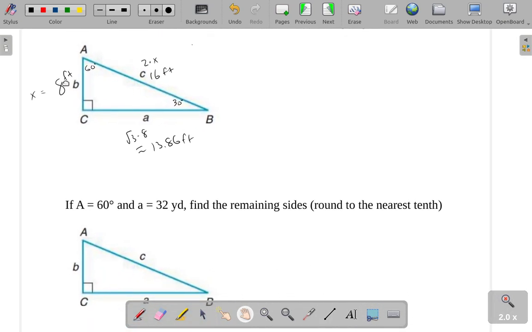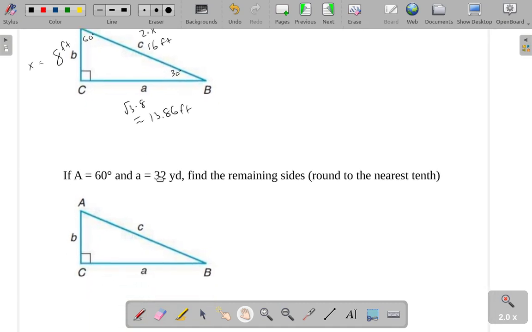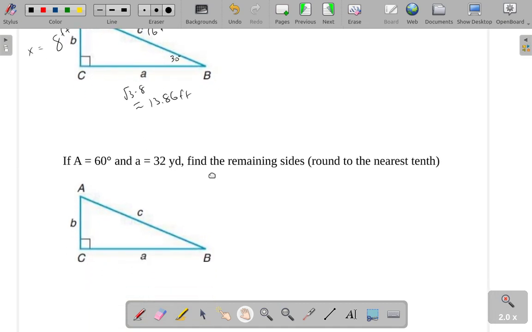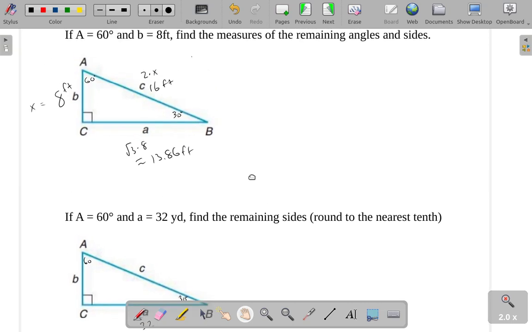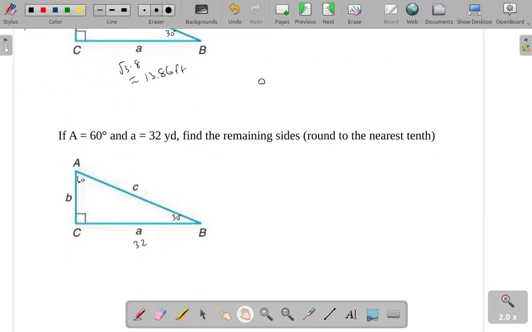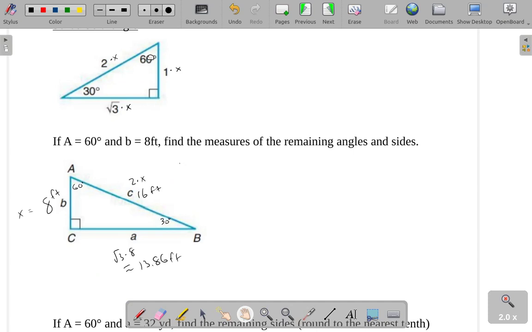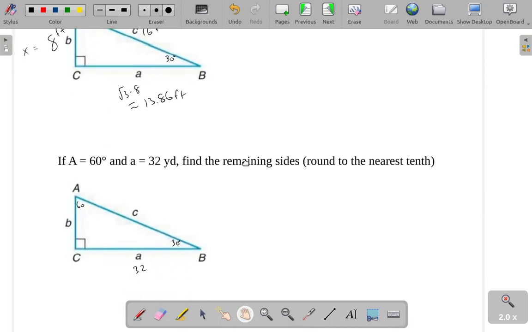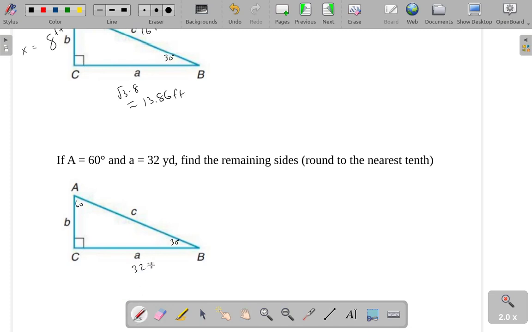Alright, so that's if we were given x directly. In this example, again, A is 60, which makes this a 30 degree angle again. And in this case, we're given lowercase a to be 32. So we're given the side that's opposite the 60 degree angle. And you can see the 60 degree angle is here. The side that's opposite that is the square root of 3 times x. So I would say here 32 is the square root of 3 times x.